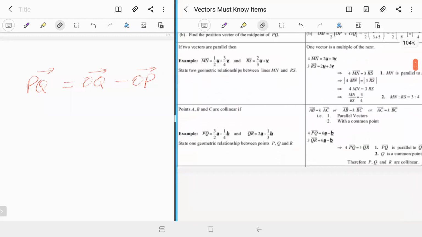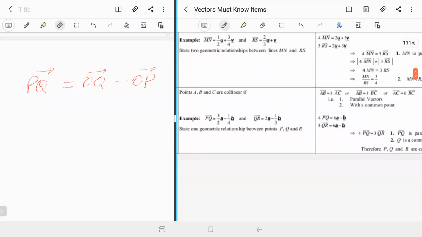All right, so for the collinear points now, 3 points are collinear if you have two things. Parallel vectors with a common point. Any one of those three you can use. And any one you use, what you will have is parallel vectors with a common point. If you choose to use AB and AC, then A is a common point. If you choose to use AB and BC, then B is a common point. If you choose to use AC and BC, then C is a common point. You don't need to do all three, any one. That would mean that you have parallel vectors and you also have a common point.